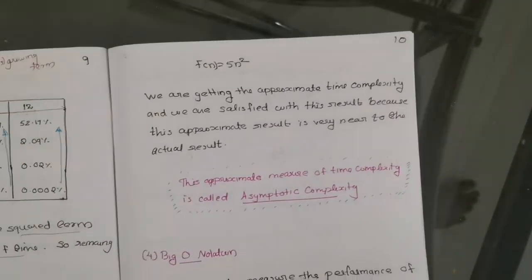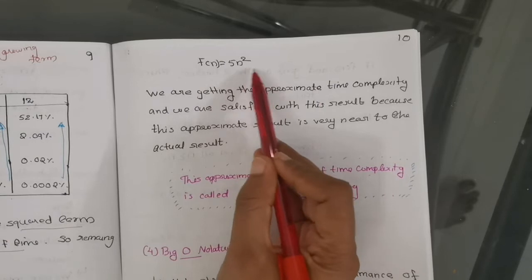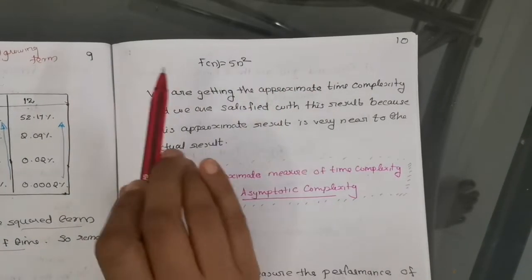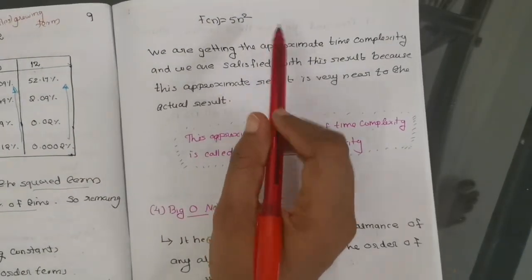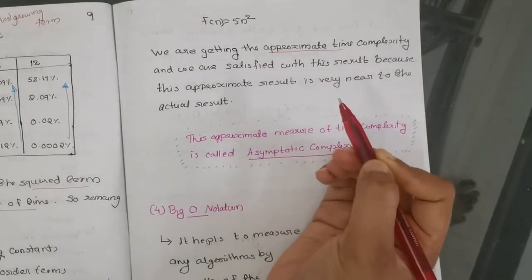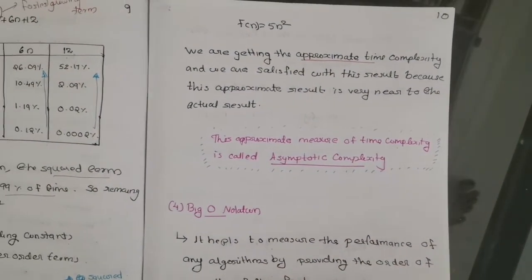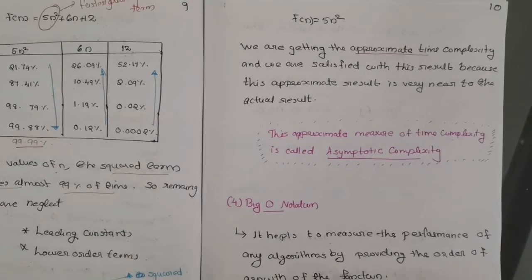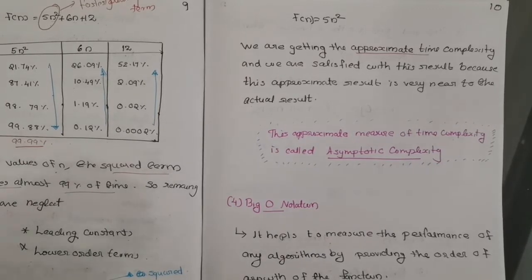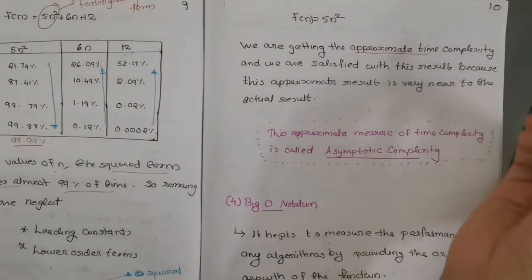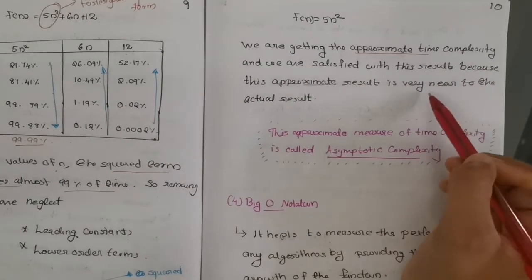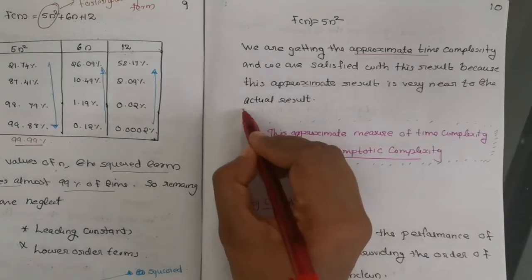So the total function f of n is 5n square. We neglected the remaining 6n and 12 because there is no impact from that part. We are getting an approximate time complexity. We are focusing on the approximate time complexity because the actual time complexity is not possible to get. So we take the approximate time complexity. We are satisfied with this result because the approximate result is very near to the actual result.